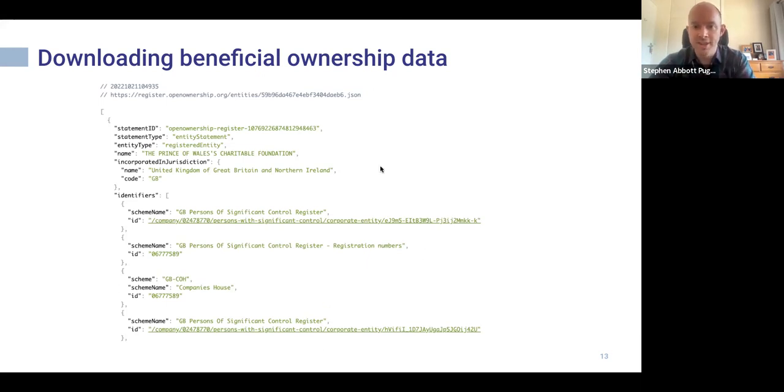And all of these pages are fully open. You can just use the register as much as you like. You can link to it, you can download it, you can share links to these, either to the data or to the graph or to the information just about the chain between one company and one person, for example. So all of this is available on the website.